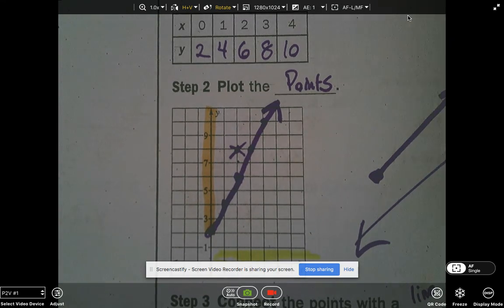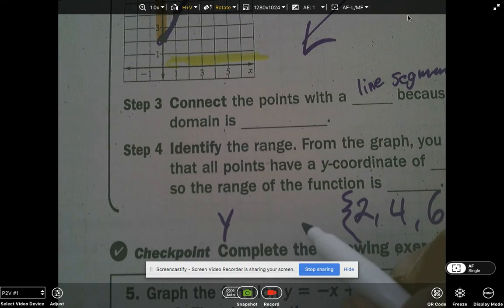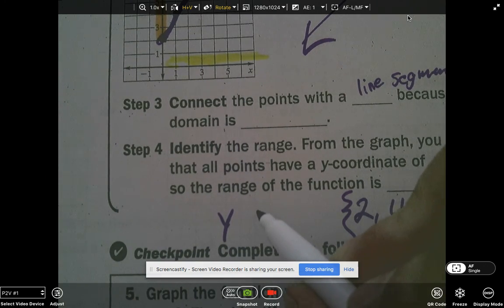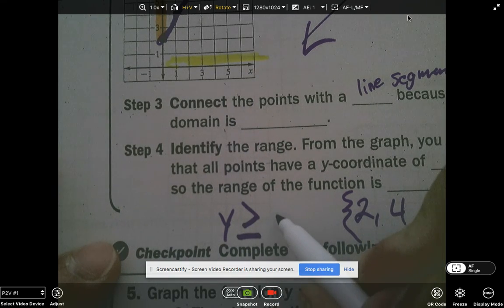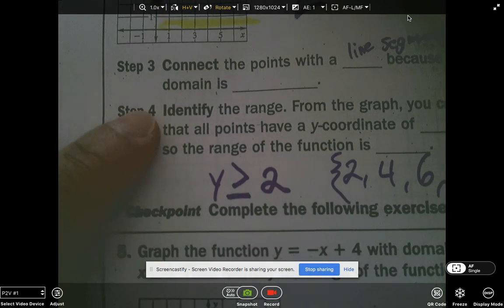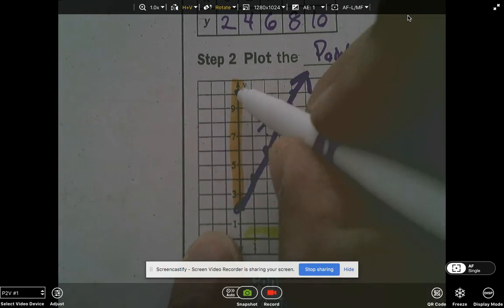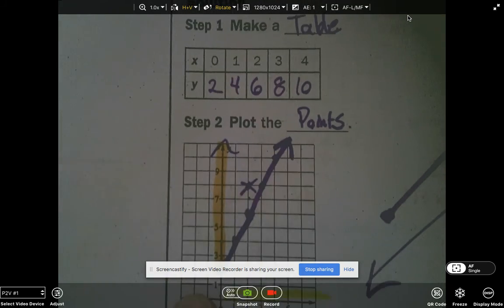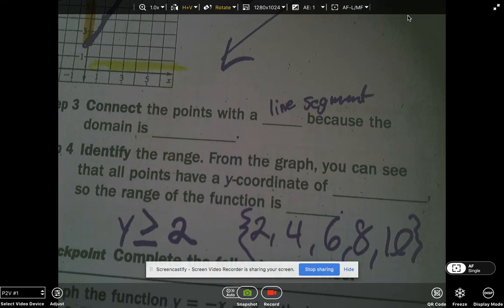It's actually a little different this time. So it's just one number. It's just y is greater than or equal to 2. So basically it just is here. It just goes on and on forever and ever in this direction, but it just stops at equal to 2. So that's the range.